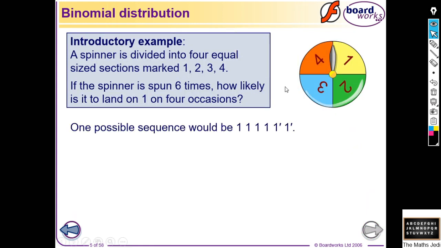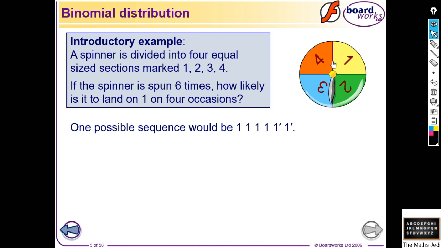Here's another slide that talks about binomial distribution. This is talking about a spinner, divided into 4 equal size sections. You can see it here, and they're marked 1, 2, 3, and 4. It says if the spinner is spun 6 times, how likely is it to land on 1 on 4 occasions? Well, they've used a bit of notation here. They said one possible sequence could be 1, 1, 1, so you get all the ones in a row, and then not 1, and then not 1. So let's just see how we work that out.